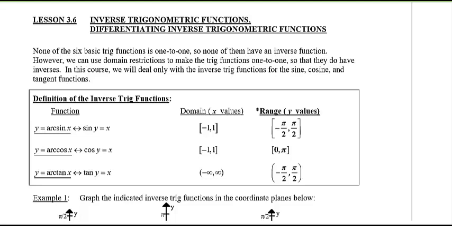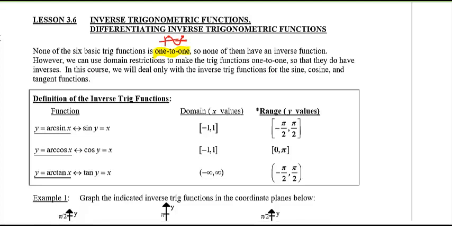Now remember, none of the 6 basic trig functions is actually one-to-one. One-to-one meaning for each x value there's only one y value, right? Or for each y value there's also only one x value. Remember? Look at sine. It's not one-to-one because there are multiple x values for the same y value. So really then none of them will have an inverse. So why are we doing this?